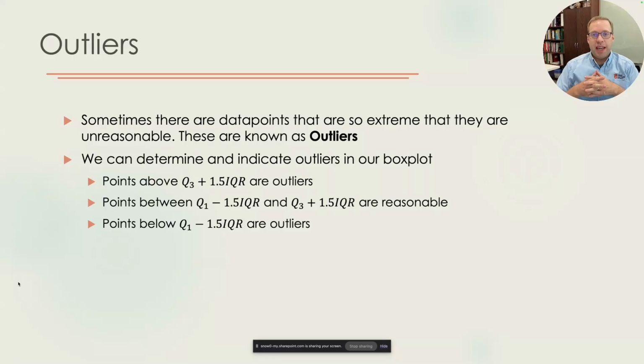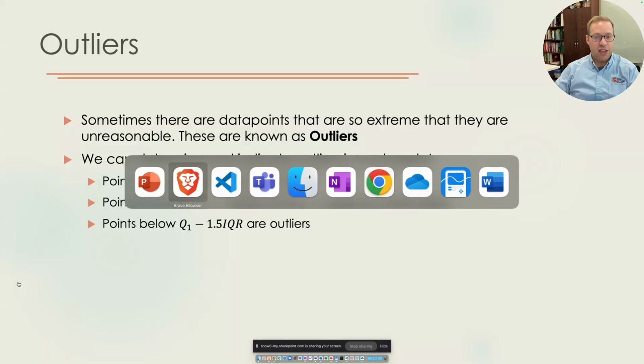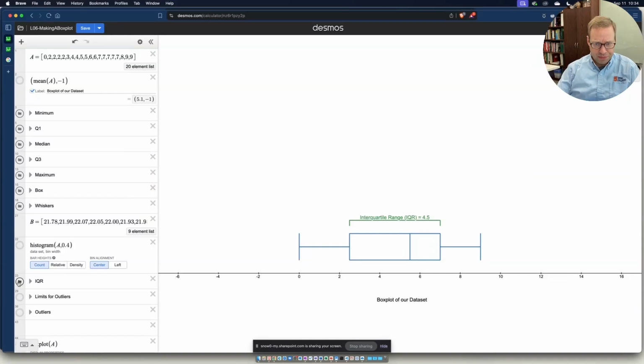So what we do is we take our third quartile and add 1.5 times our interquartile range, and anything beyond that is an outlier. Likewise, we take our first quartile and subtract 1.5 times our interquartile range. Anything beyond that is an outlier. But anything between those two points is good. Let me demonstrate this to you here on Desmos.